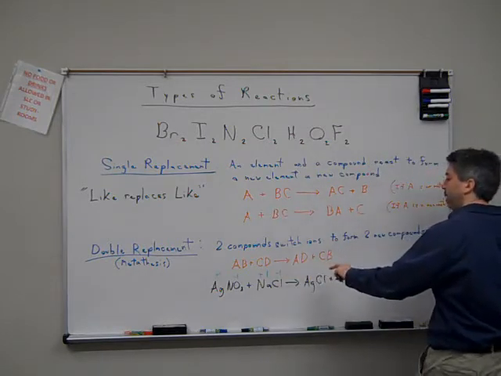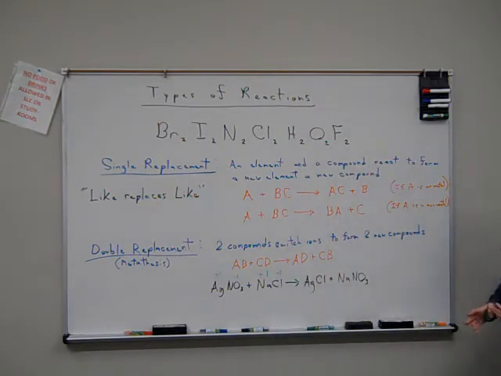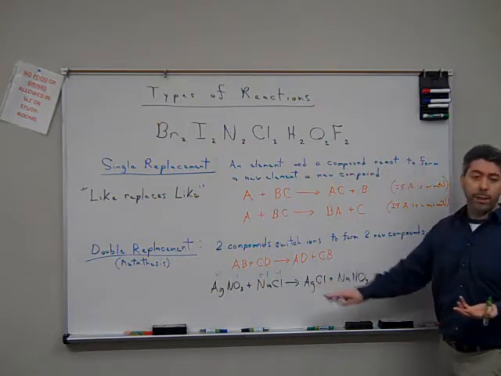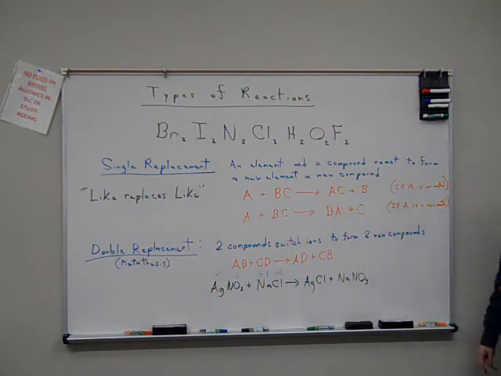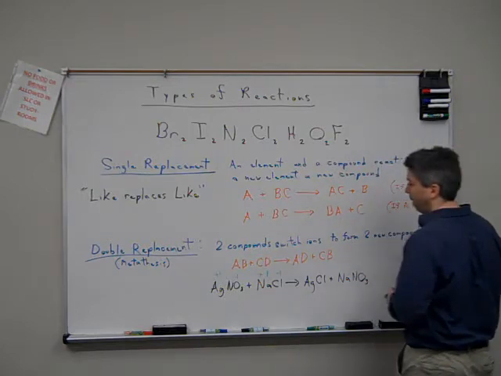When they switch places, you put them back together according to their charges. In this case, the charges are the same. The charges are +1, -1, +1, and -1. So when you put them back together, you put them back together in a 1-to-1 ratio. But if the charges are not the same, then you have to put them back together according to their charges. And we're going to do some examples like that.